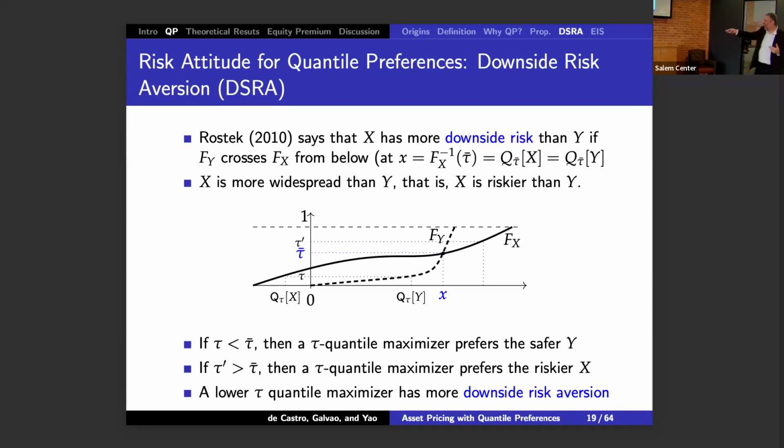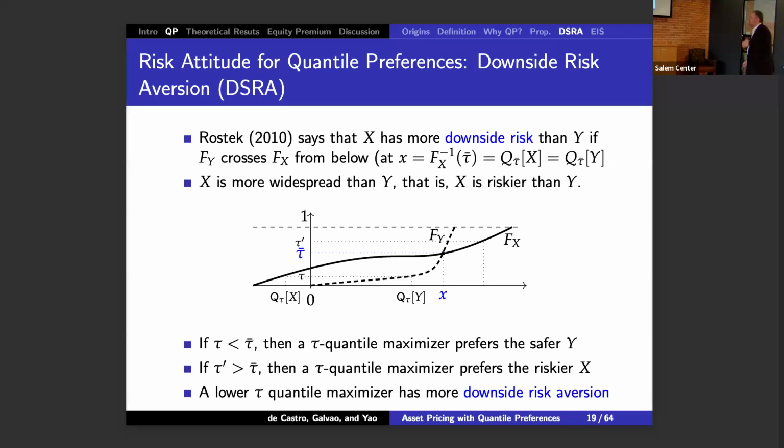If you see this, this means that there's a lot of weight around this region. And for X, it's much more widespread. There's a lot of weight here. So X can happen here with some probability, with the bad outcomes for X and the good outcomes for X. So X is much more widespread. So you can see, if you have this situation where the CDF of Y crosses the CDF of X from below, this means that X has more downside risk than Y. It's more risky. Okay? Is that clear?